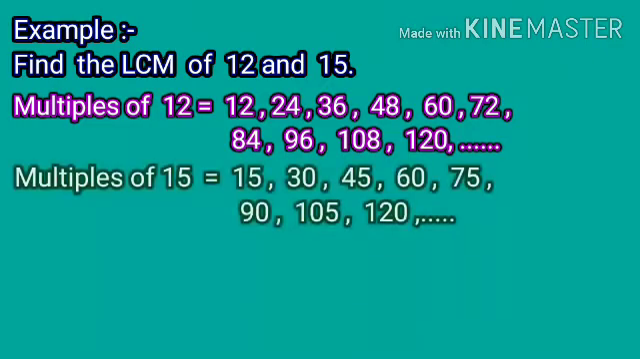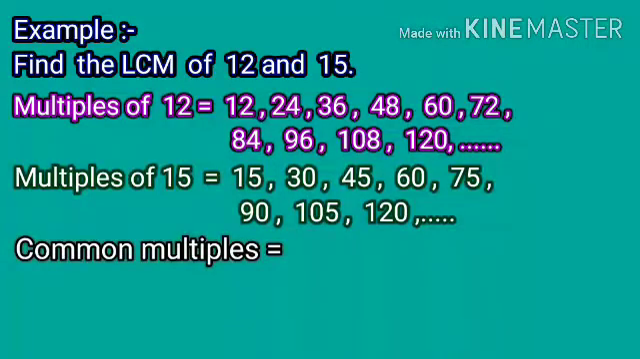Next, the multiples of 15. What are the multiples of 15? 15, 30, 45, 60, 75, 90, 105 and 120 and so on. Next, the common multiples. What are the common multiples? Common multiples are 60, 120, etc.